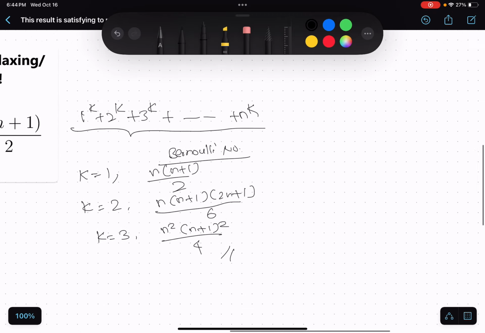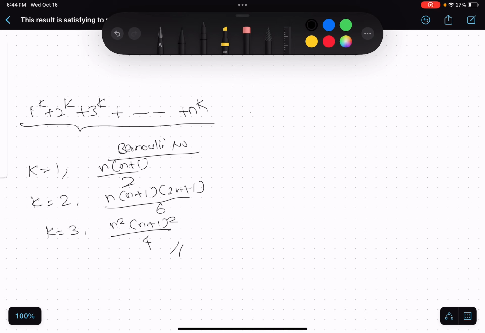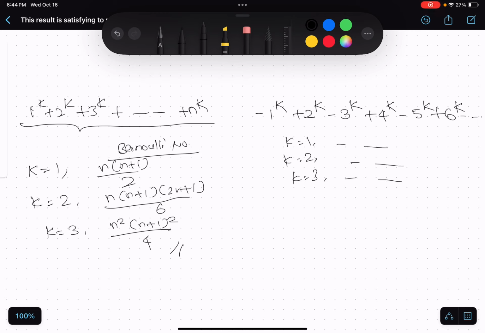Now, similarly, have you ever thought of such sums like minus 1 to the power k plus 2 to the power k minus 3 to the power k plus 4 to the power k minus 5 to the power k plus 6 to the power k, and such sums? Have you tried to find their formulas for, let's say, k equals 1, k equals 2? Can you try to find formulas for these cases, and can you generalize it? Do you think there's a general result for some power k? And the answer is yes. There are general results in terms of Euler numbers.